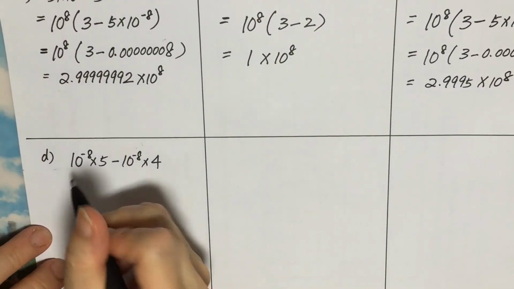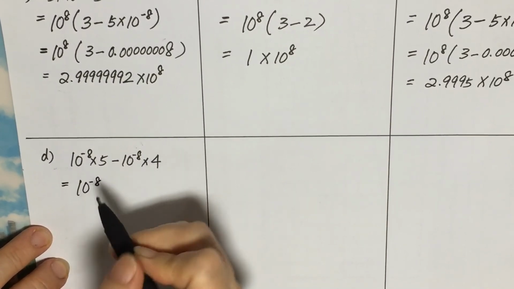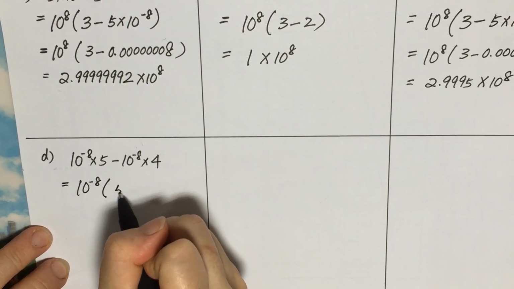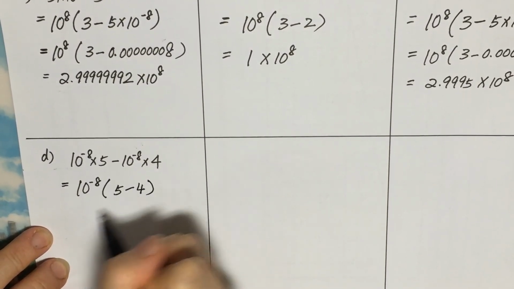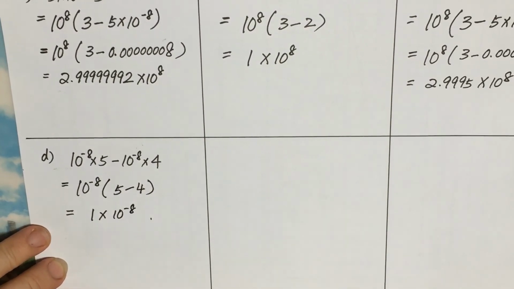Okay, last question. 10 to the power of negative 8 and 10 to the power of negative 8, so the common factor is 10 to the power of negative 8. So 5 minus 4 is 1. So you have 1 times 10 to the power of negative 8. And that's all.